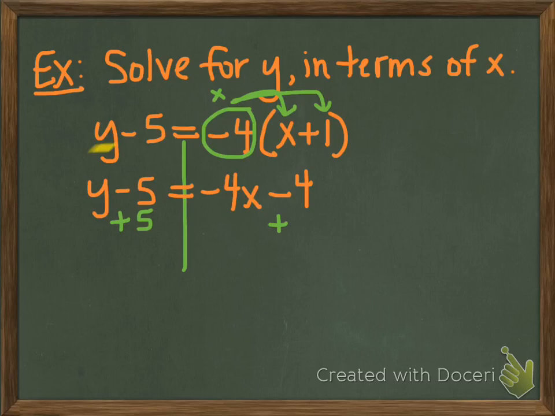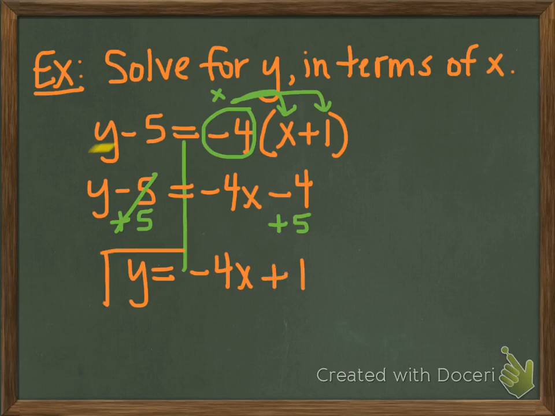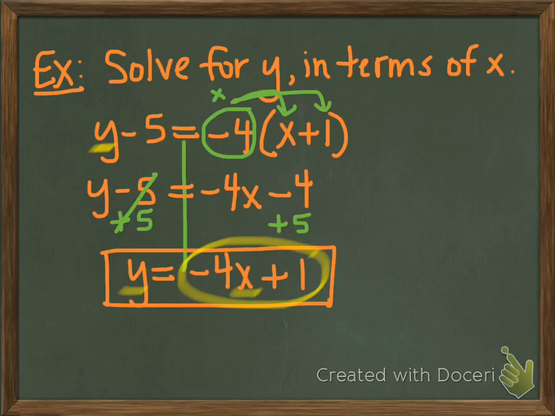Put it under the term that's like it. So it needs to be near that constant. When I add 5 to a minus 5, I get 0. So what we've got left is y on the left equals negative 4x, and then I can combine the minus 4 and the positive 5 to make a positive 1. So here is my equation solved for y in terms of x.